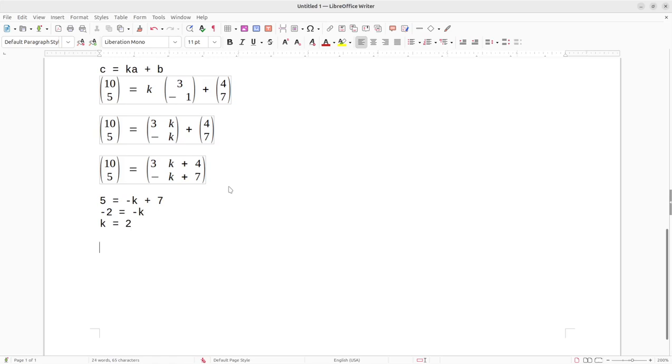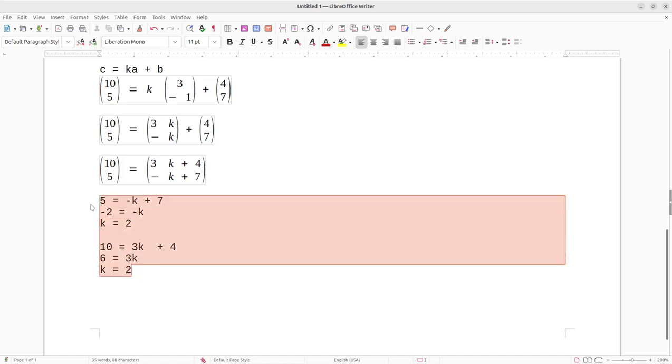Now if I take the first equation, 10 is equal to 3k plus 4. Take it to the other side, this gives me 10 minus 4. It's 6 is equal to 3k, divided by 3 on both sides. Then k is equal to 2. So it means that your k is equal to 2.